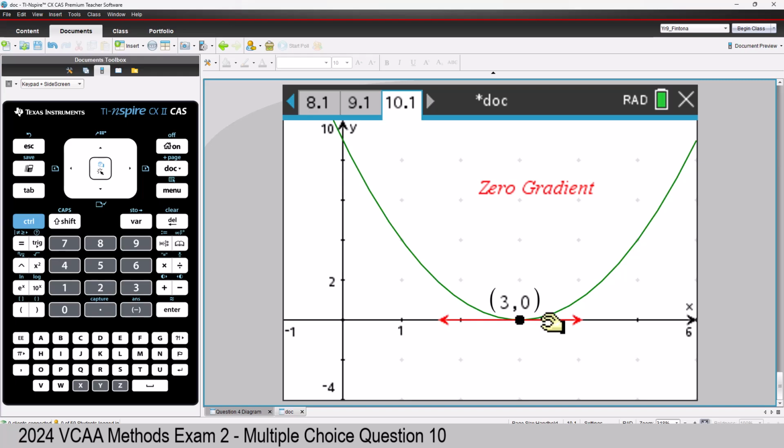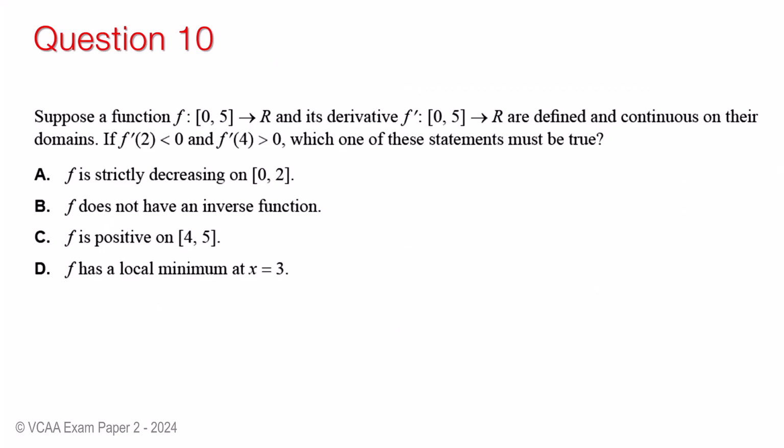Furthermore, since the function was decreasing and is now increasing, at least one of those 0 gradients will correspond to a turning point. And here's where we need to be careful. The question asks which one of the following must be true. In other words, if I chose another function that satisfies the above criteria, the selected statement must remain true.